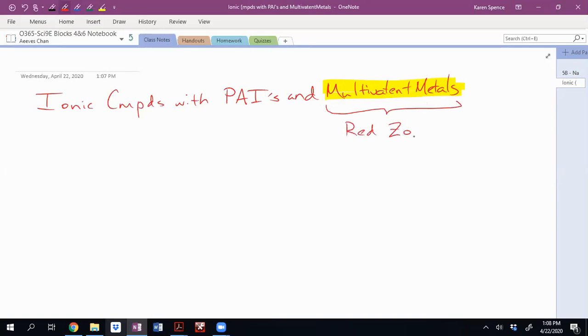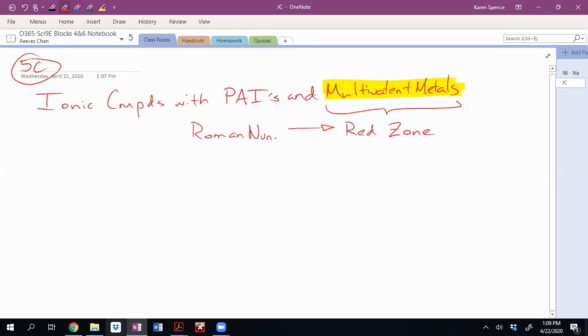So this is going to be worksheet 5C. We'll deal exclusively with multivalent. So you can be sure that for these ones, they are going to be in the red zone. And if it's in the red zone, what do we need to use when we're naming them? Absolutely, we need to use those Roman numerals. So let's just work through a couple of examples.